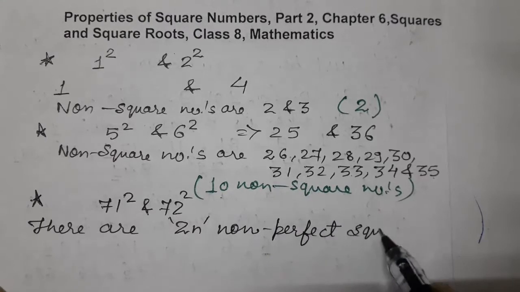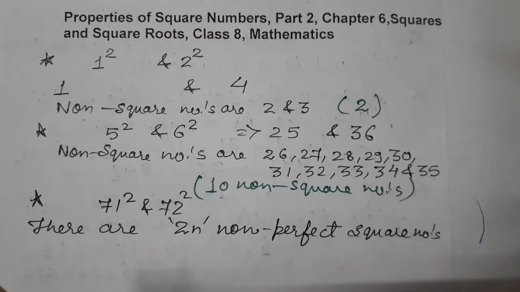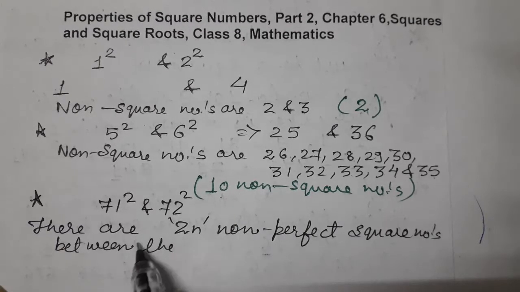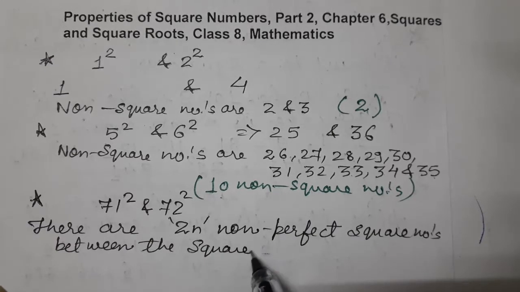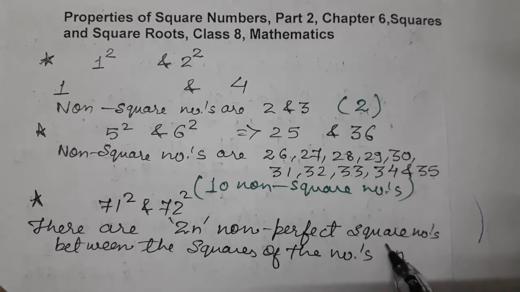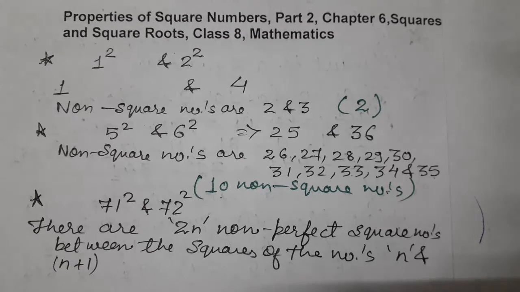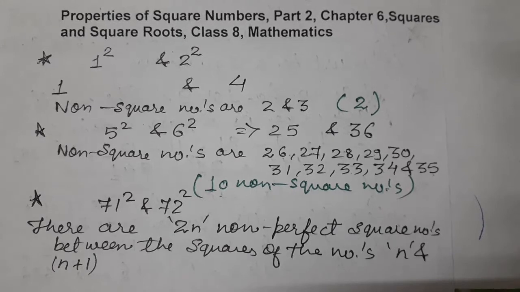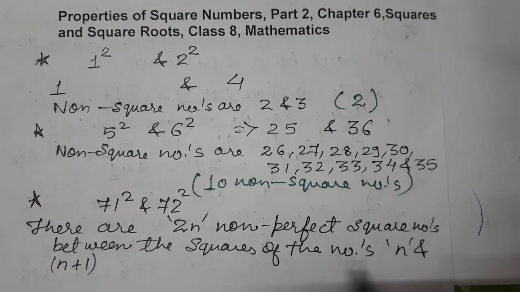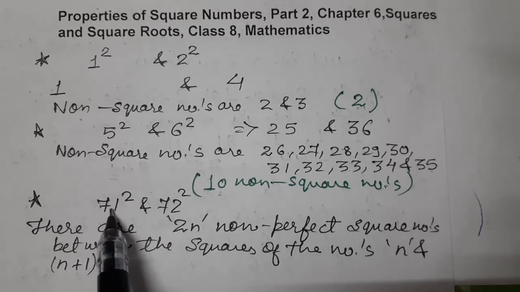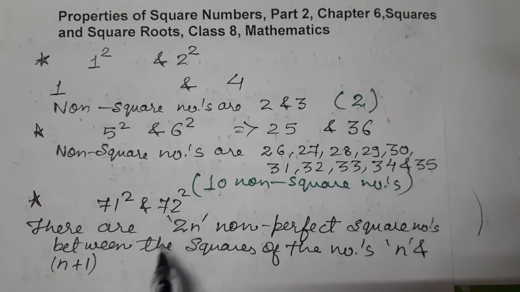Non-perfect square numbers between the squares of the numbers n and n plus 1. See the example. n and n plus 1 just means consecutive numbers. Don't get confused with n and n plus 1. What is this? Consecutive numbers. 71 and 72. If I take 75, what will be the next number? 76. So, just like this.